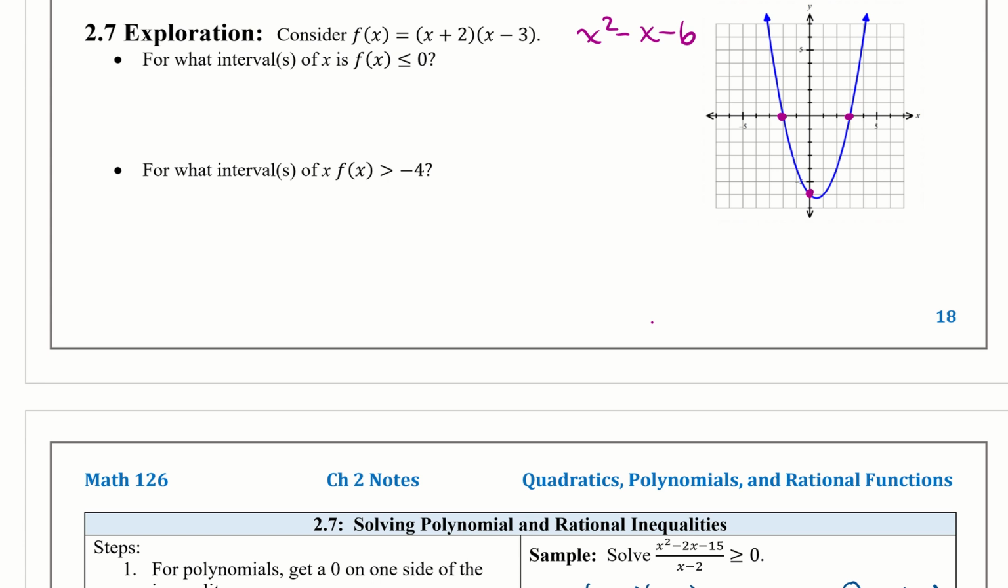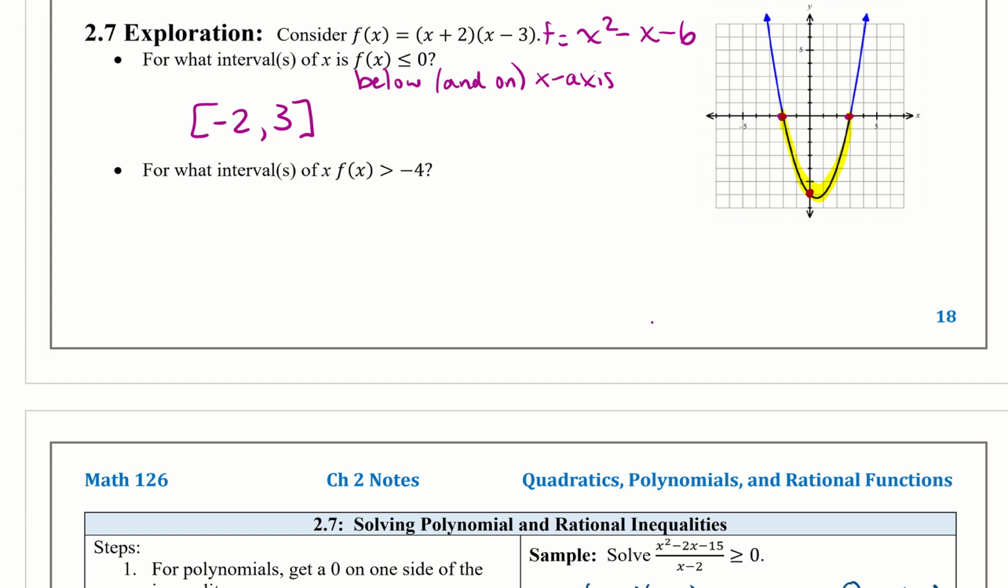We could complete the square and do other things if we wanted to find the vertex, but this one's already graphed for us. This is asking us first, where is this below 0? Where is f less than or equal to 0? Well, what this means visually is below and on the x-axis, since it's or equal to. So this would be the closed interval from -2 to 3. And it would include those x-intercepts because of the or equal to sign.